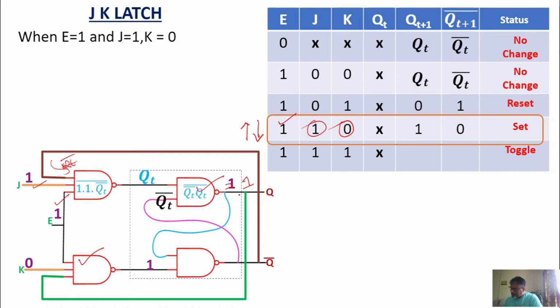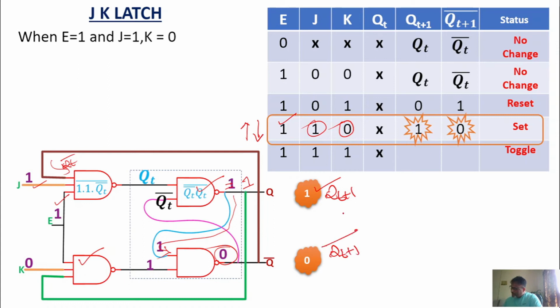Now since Qt+1 is equal to 1 here, the value which you got at this point is propagated to this gate, and 1 1 gives you 0 at this point. This will give you Qt+1 equal to 1 and Qt+1 whole bar equal to 0. This is called a set state because your Qt+1 is becoming 1 and Qt+1 whole bar is becoming 0.